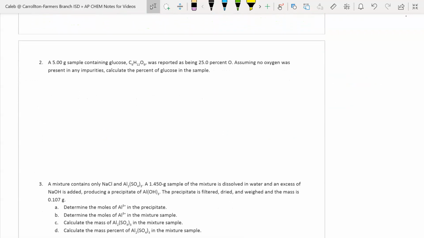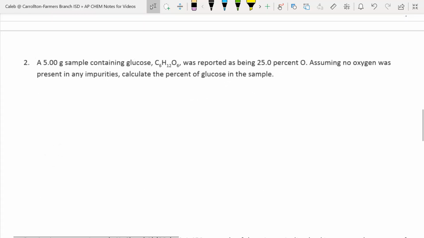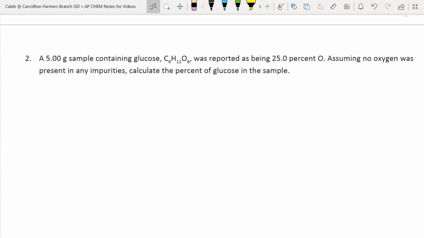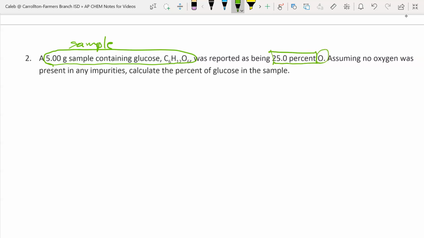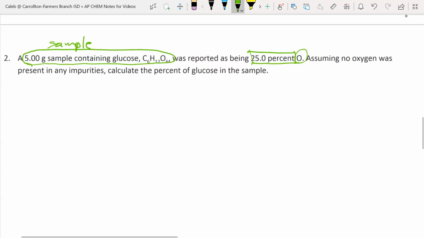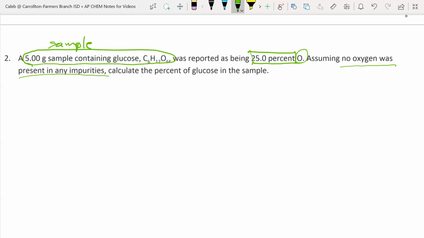We're going to go down into a slightly different type of problem. This is a little tricky, so bear with me. We have a 5-gram sample containing glucose. It's important to recognize it's a 5-gram sample containing glucose. It is not pure. That's the amount of the sample. It was reported to be 25.0% oxygen. Now, if we're assuming that there's no oxygen present in any of the other impurities, we want to calculate the percent of glucose in the sample.